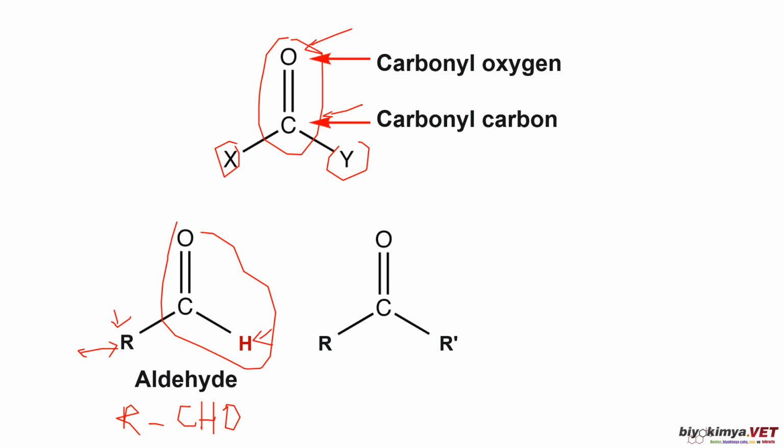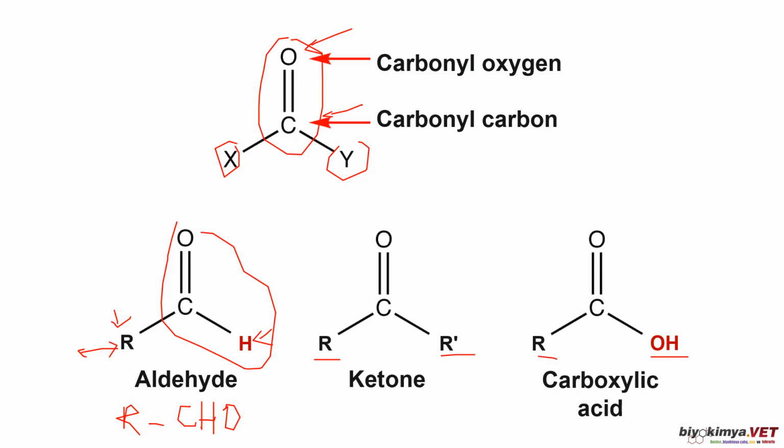And here, as you see, the carbonyl carbon forms two sigma bonds with two identical or maybe different carbon backbones, the R's, which is called a ketone. And here, if there is a hydroxyl group and a backbone of R, it is called a carboxylic acid.